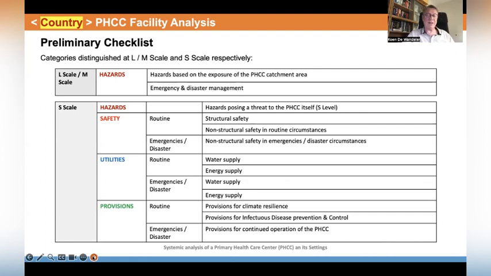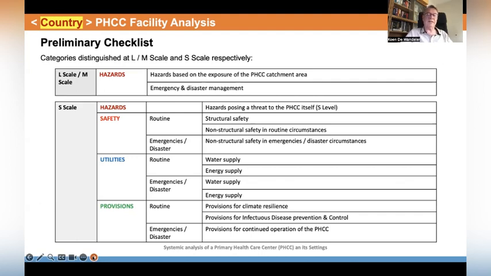And at the primary healthcare center, there, of course, we also need to look at the hazards that are within the primary healthcare center, posing problems to the primary healthcare center. The safety will need to look at the routine, the structural safety. Is the building sound? Non-structural safety is a bit more fickle because many of these things may have been added after the building was approved and may not completely correspond to the building regulations. Is this non-structural safety guaranteed in emergencies and disaster circumstances?